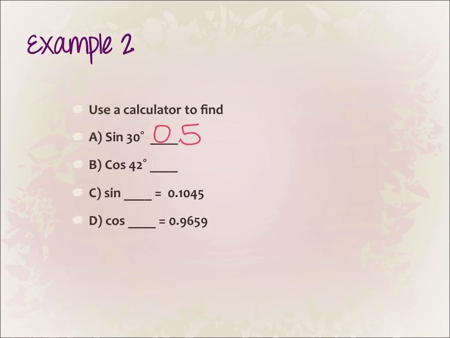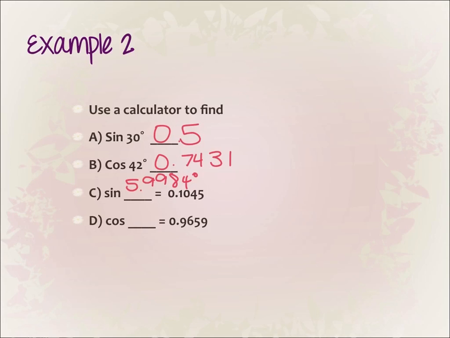And then cosine of 42, 0.7431. Now I'm switching, so I want to find the angle. So second sine, 0.1045, gives 5.99836. Again, it will be specific as to what to round to. Typically, the angle is to the nearest tenth, so that would have been 6 degrees.